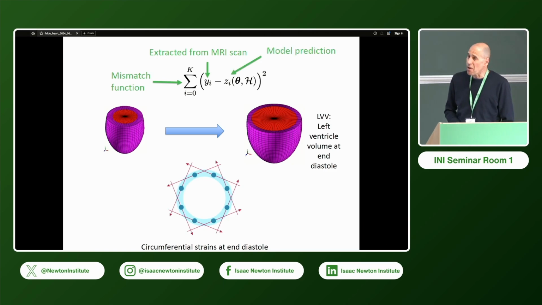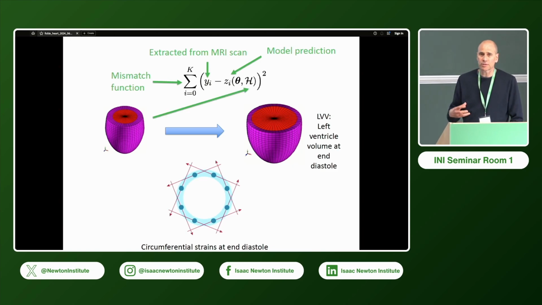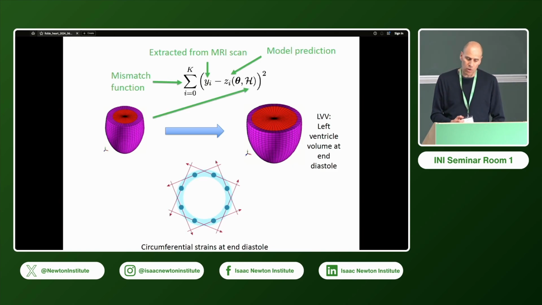Then the prediction from our model. That prediction depends on the geometry of the left ventricle at early diastole, and then the cardiomechanic parameters that we are interested in inferring. So you could try to minimize the mismatch. That gives you a point estimate without any quantification of uncertainty.